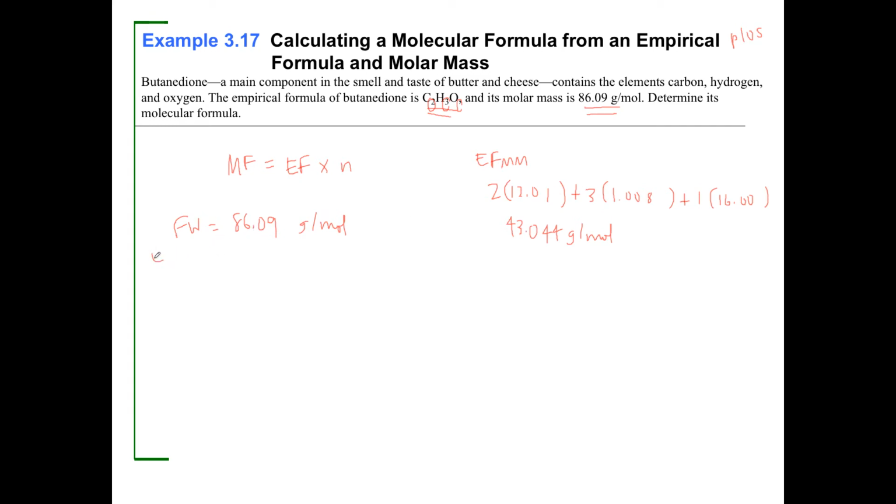But the molar mass is equal to, watch this now, 86.09 grams per mole, divided by 43.044 grams per mole. I can see that that's 2. Can you see it? 86 divided by 43 is 2. So the molecular formula is equal to the empirical formula times 2. The empirical formula is C2H3O. If we multiply that by 2, we get C what?